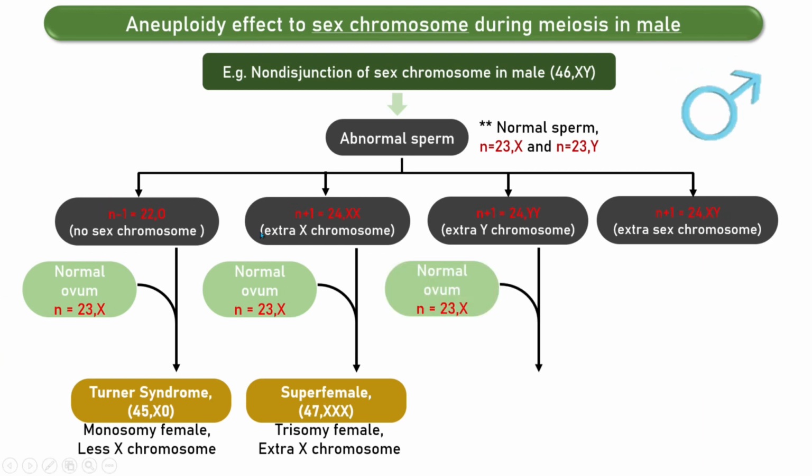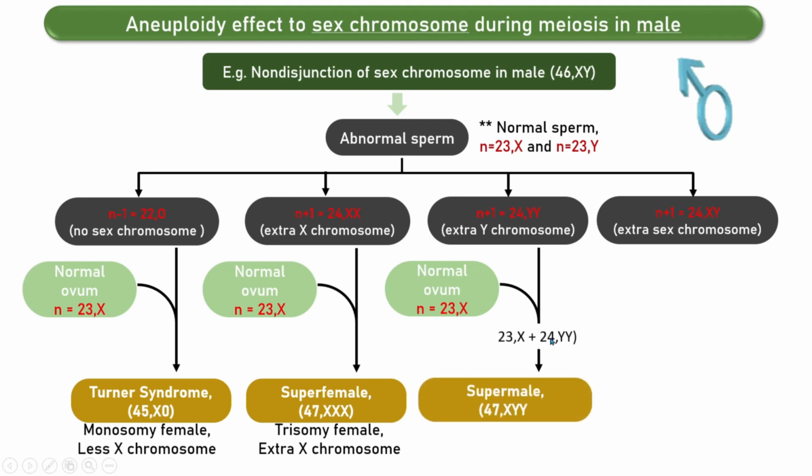If abnormal sperm N+1 with extra Y chromosome is fertilized by normal ovum N, it will produce an individual known as super male. This is a trisomy male with extra Y chromosome in its sex chromosome. So the sex chromosome for super male is XYY. There are 2 copies of Y chromosome and the number of chromosomes in super male is 47.